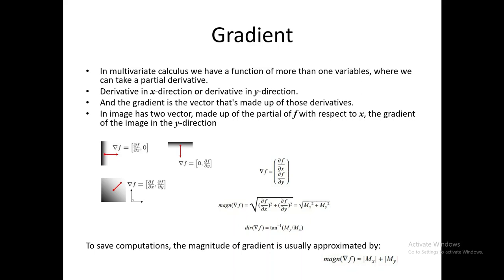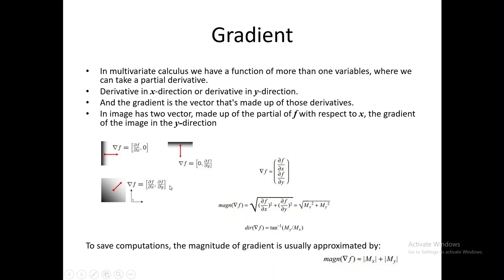In the second figure this gives the partial derivative along the y direction, and here the changes occur only along the y direction. But in an image we have change along the x direction as well as in the y direction. So the gradient is a vector. We take the partial derivative along the x direction and the y direction.